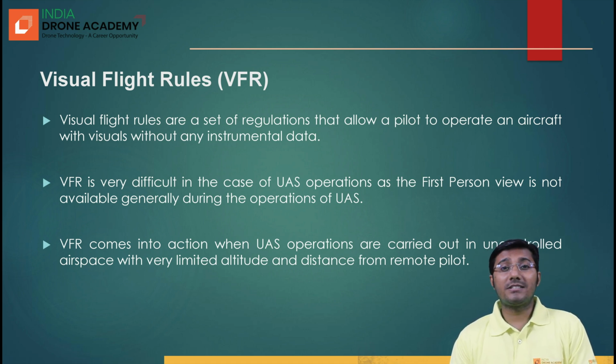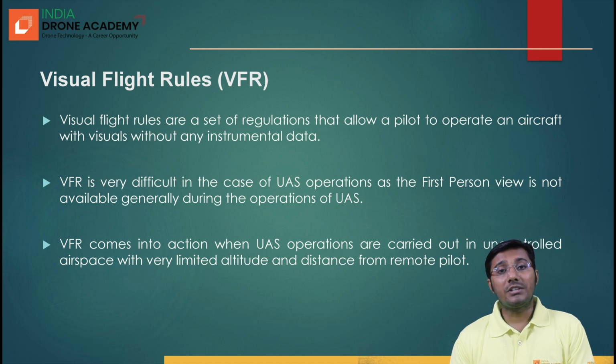Visual flight rules are the set of regulations that allow a pilot to operate an aircraft with visuals and without any instrumental data. VFR is very difficult in the case of unmanned aircraft systems operations because the first person view is not available as in the case of a manned aircraft. VFR comes into action when unmanned aircraft system operations are carried out in uncontrolled airspace with very limited altitude and distance from the pilot. We shall also discuss instrument flight rules as well.